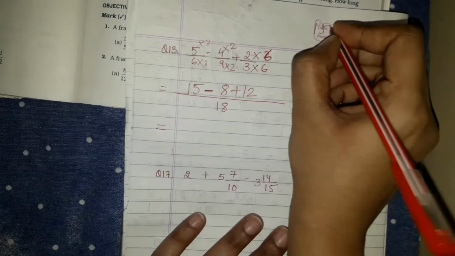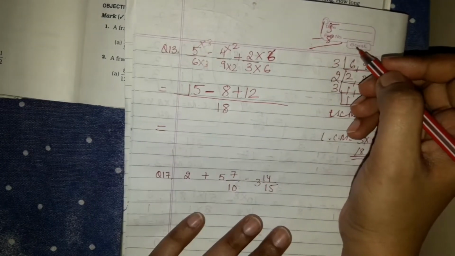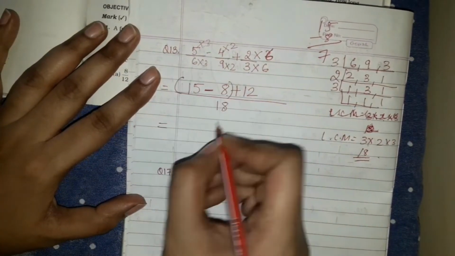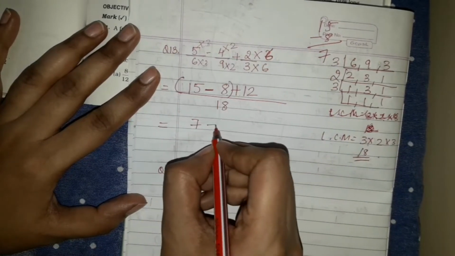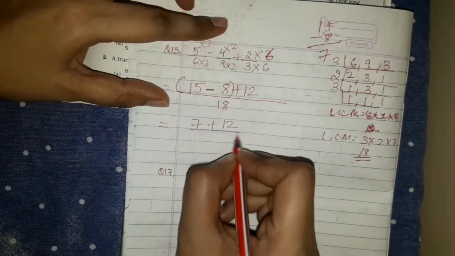They are saying 15 minus 8. First let's subtract this. We know 15 minus 8 is how much? 7. So first we are solving this part. 7 will be left on subtraction, and then what is left, 7 plus 12.